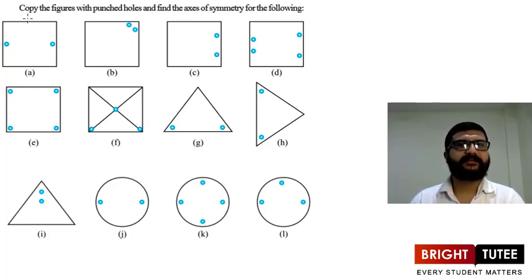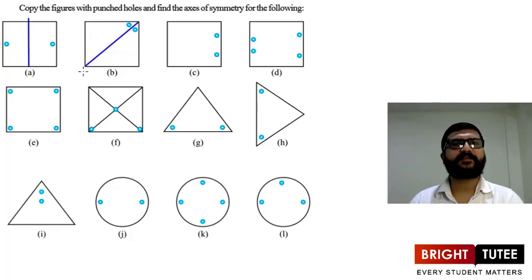For the first one, we can have the line of symmetry like this. This will be the line of symmetry. As we can see, when we fold this figure, both the halves will coincide with each other. Similarly, for the second one, the line of symmetry will be like this. Now, if we fold this figure along this line, both the halves are going to coincide with each other, or we can see one half is the mirror reflection of the other half along this line.